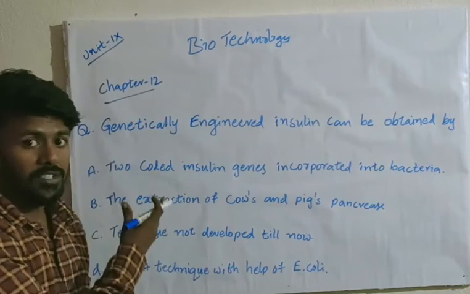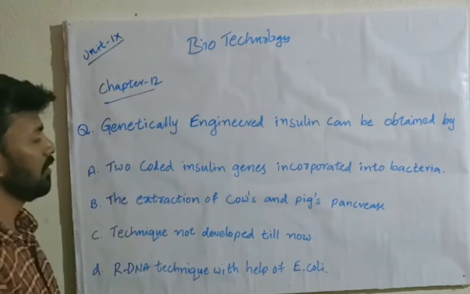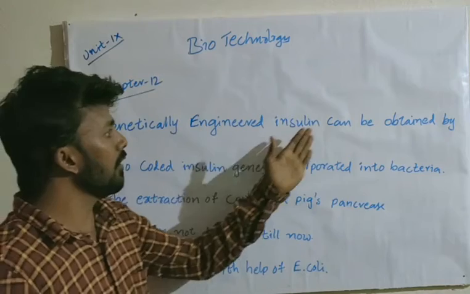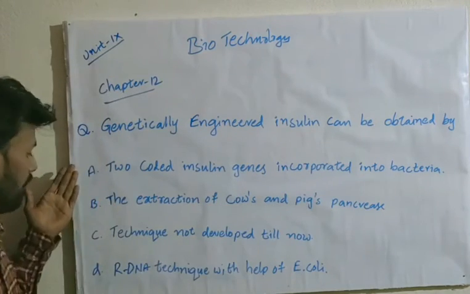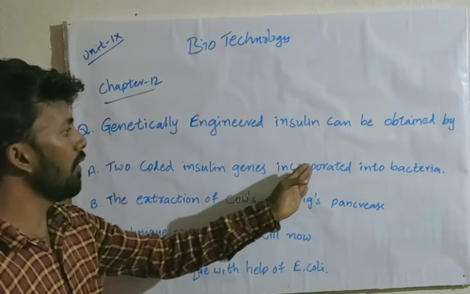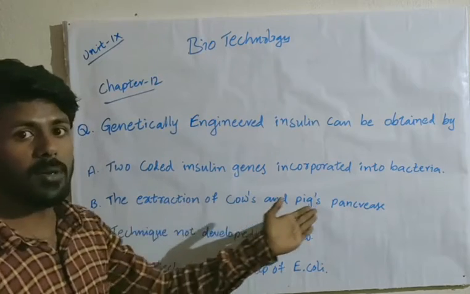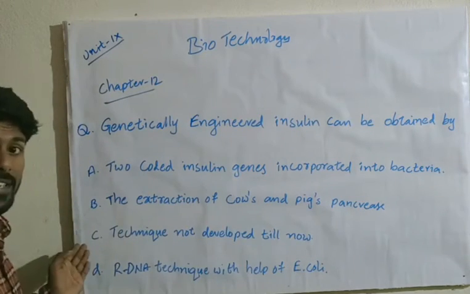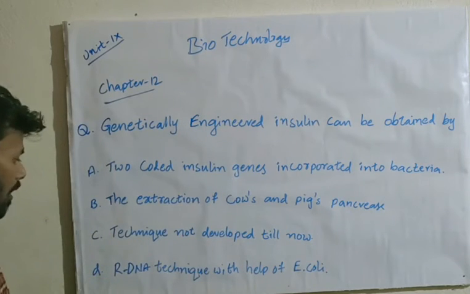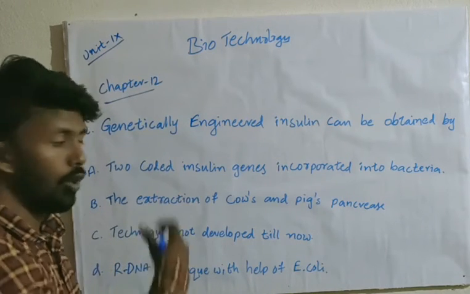So we have a question here from biotechnology applications in medicine. The question is, genetically engineered insulin can be obtained by, and we have four options. Option A, two coded insulin genes incorporated into bacteria. Option B, the extraction of cows and pigs pancreas. Option C, technique not developed till now. And option D, rDNA technique with the help of E. coli. Let us have a look at the four options.